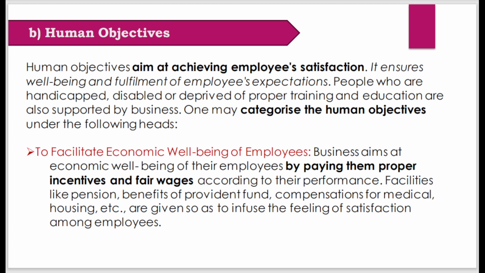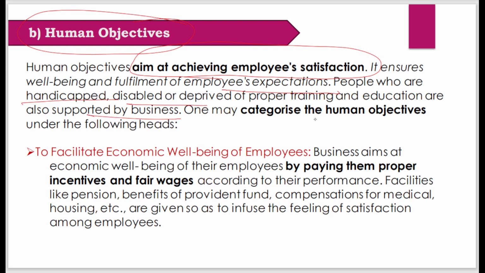The next business objective is human objective, right? What it means is that the human objective aims at achieving employee satisfaction. It ensures the well-being of employees and the fulfillment of their expectations, right? People who are handicapped, disabled, or deprived of proper training and education are also supported by the business.